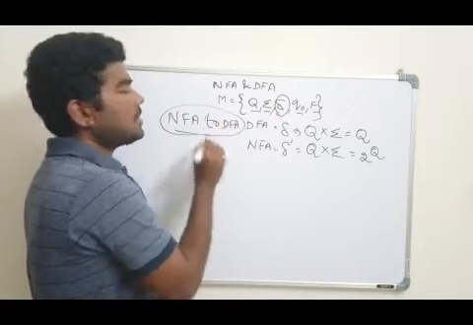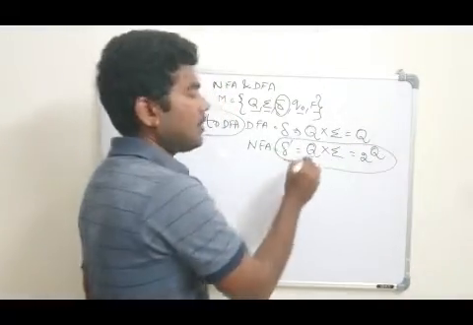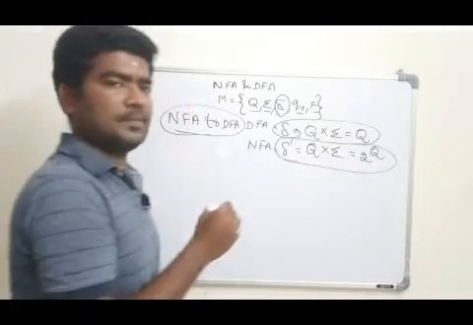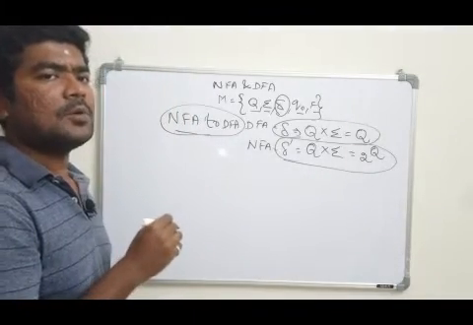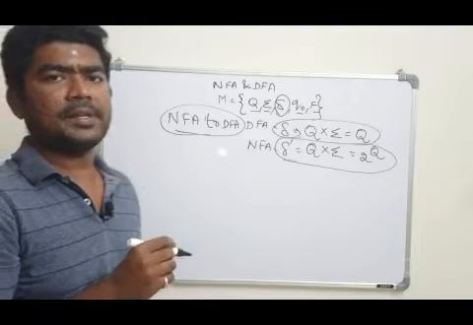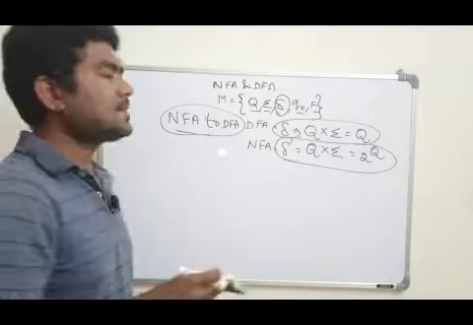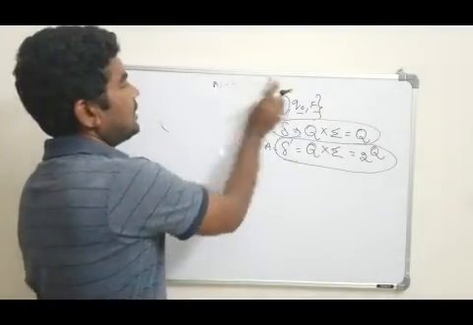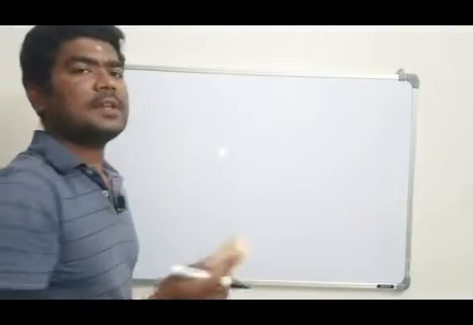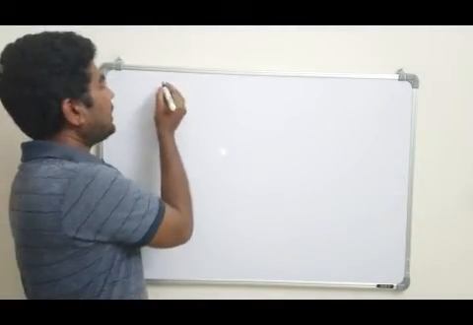First, initially the question will be in this form, in the delta transition form. Now we are going to convert this into a DFA. So how are we going to convert? We are going to see it with one example. I will give one example of an NFA here and we will be converting that into a DFA. So we will take an example like this.